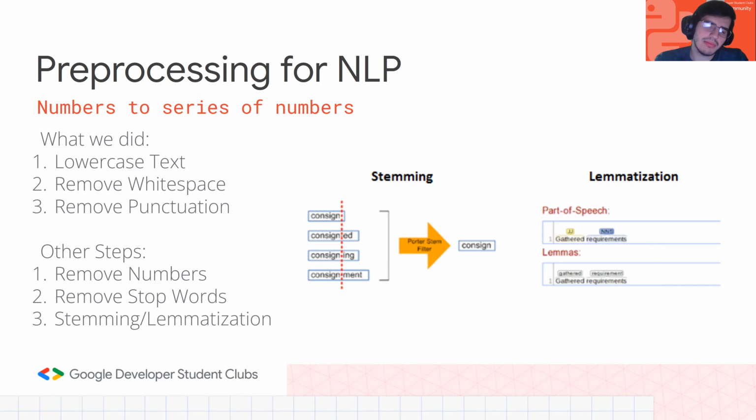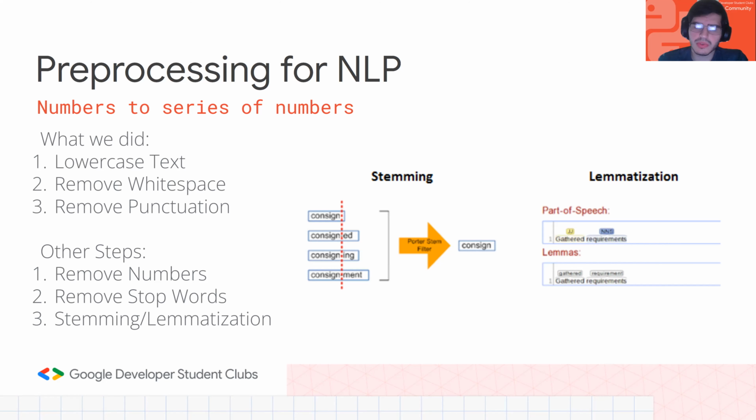Other steps that can be done, what we didn't do, is that you can remove numbers. This is beneficial if you're going to do sentiment analysis, where you want your model to analyze whether a certain piece of text is either positive, negative, or neutral. You don't really want numbers in that. You want words like, oh yeah, it was good, or bad, or horrible. You want those words. You can also remove stop words.